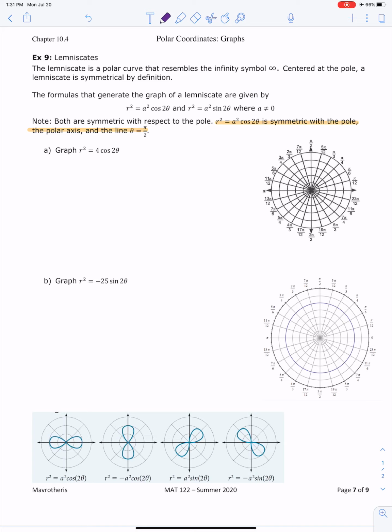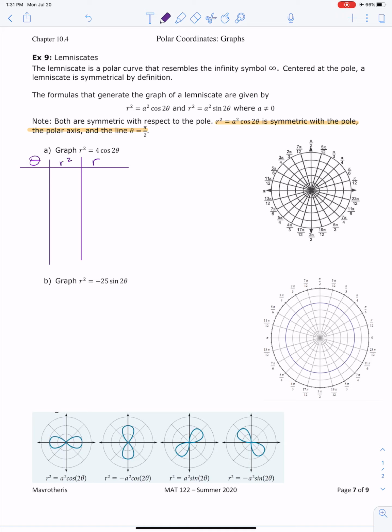So I want to figure out what this looks like. I am going to create a table, and I may need multiple columns. I'm going to put theta, then r squared, and then a separate column for r. Definitely don't want to have to try to do too much in my head. The more that I can write out, the better I am going to be.